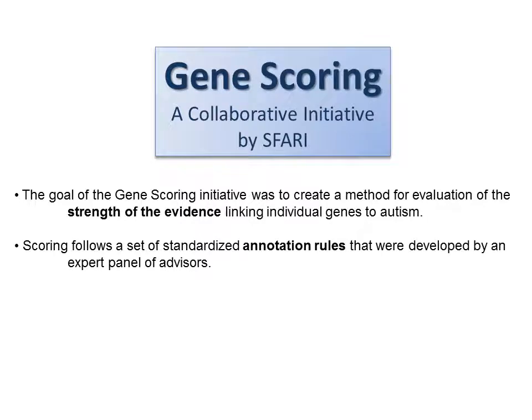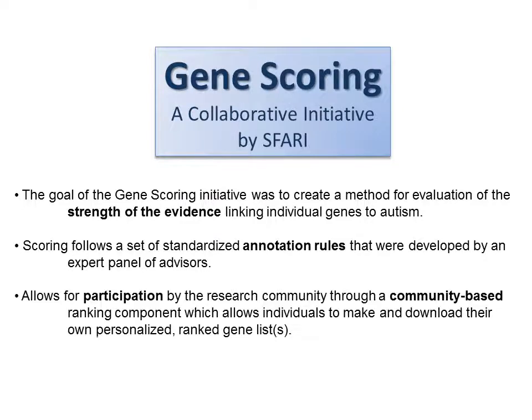The gene scoring process follows a set of standardized annotation rules that were developed by an expert panel of advisors. One of the goals of this initiative from the outset was to allow participation by the research community in this gene scoring process. To realize this goal, we are incorporating a community-based ranking component into the gene scoring module, which will also allow individuals to make and download their own personalized, ranked gene lists.